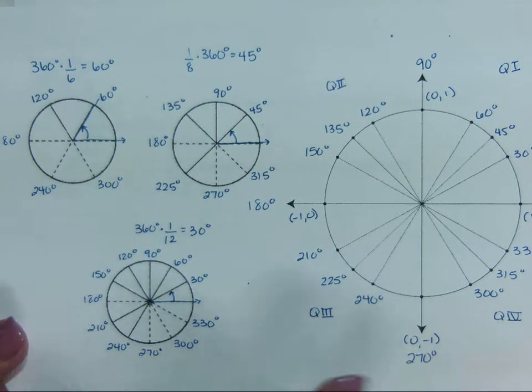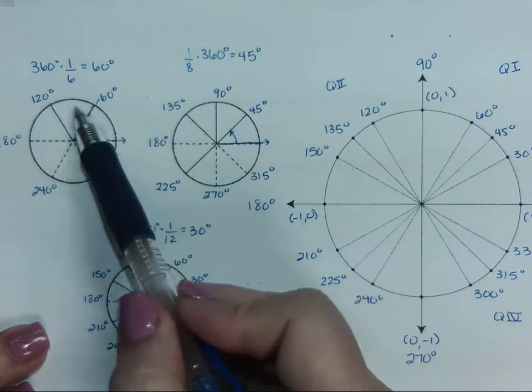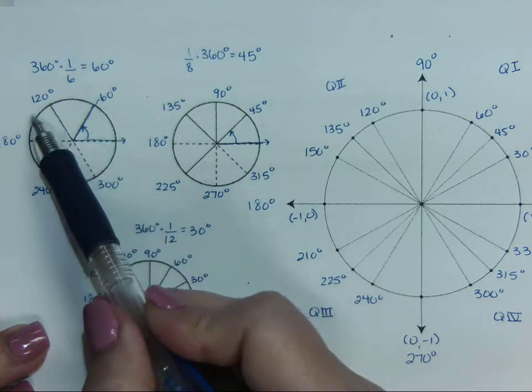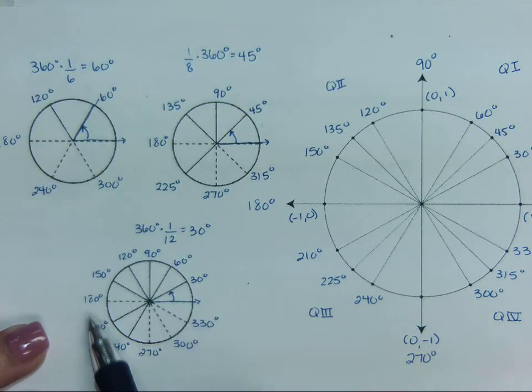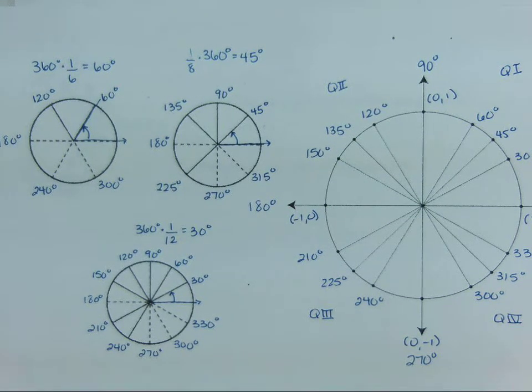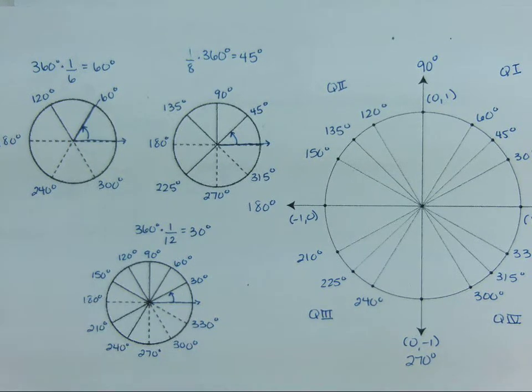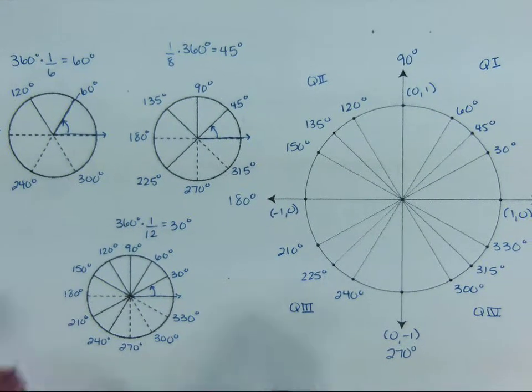So you're going to see that when I use my 60s, I'm skipping over some of those smaller ones, but when I look in portions of 30, I'm going to have all the labels. All right, and so this is going to be important. This is going to help us figure out what quadrants different angles terminate in, and then be able to also convert to different radians as well.